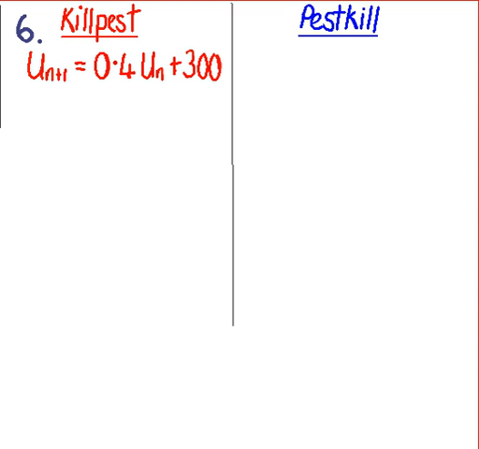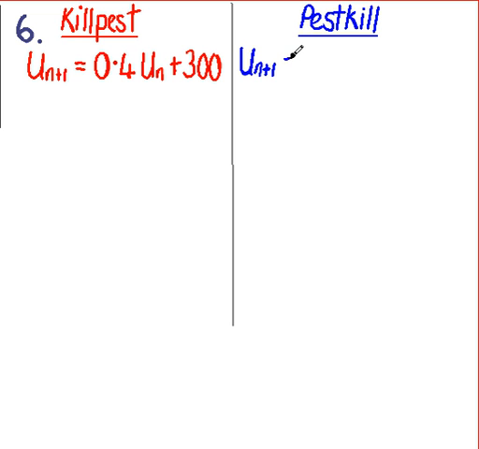If we go on to read the next part of the question, we're told that a new pesticide, Pestkill, comes onto the market. We're told that the manufacturers claim that it will destroy 80% of existing pests, but we are also told that it is estimated that 360 new pests will invade the trees every single week. So what we want to do now is write a recurrence relation for that situation. So again, starting with Un plus 1.